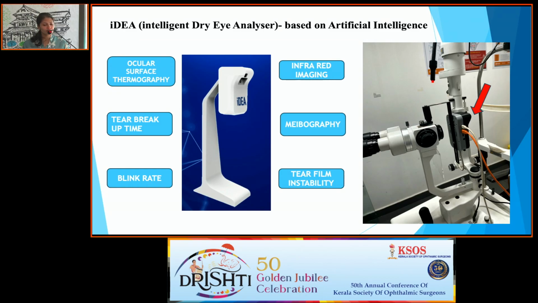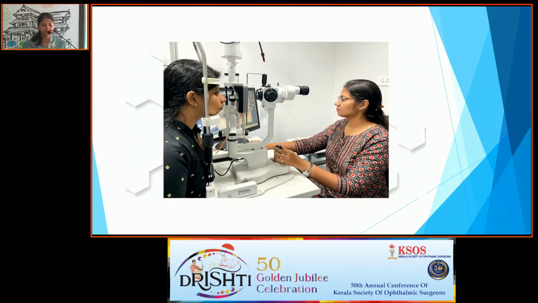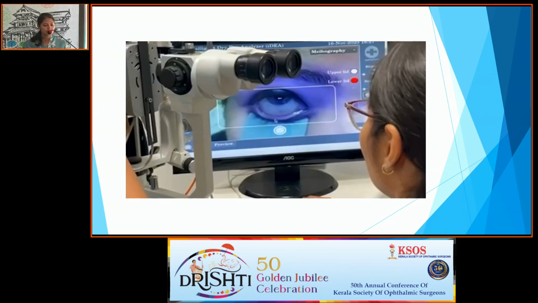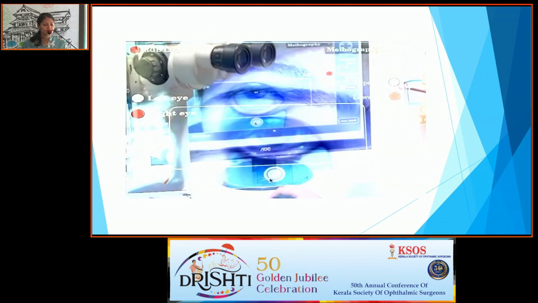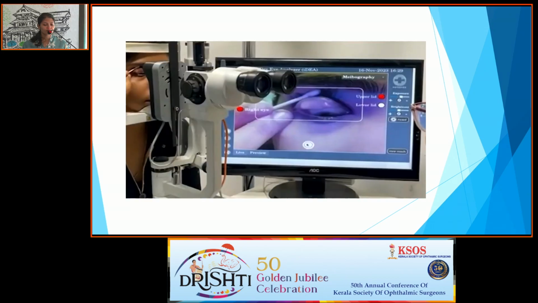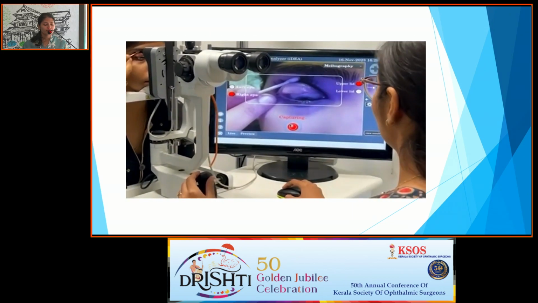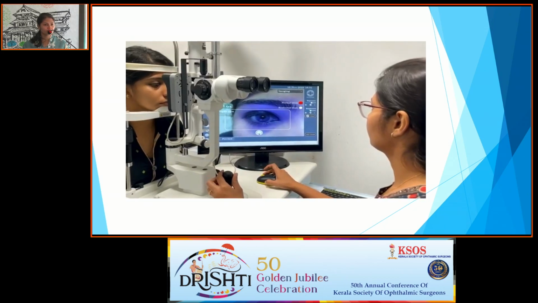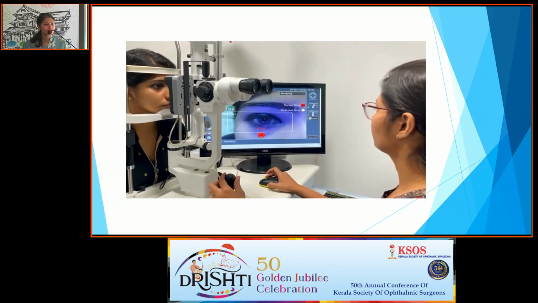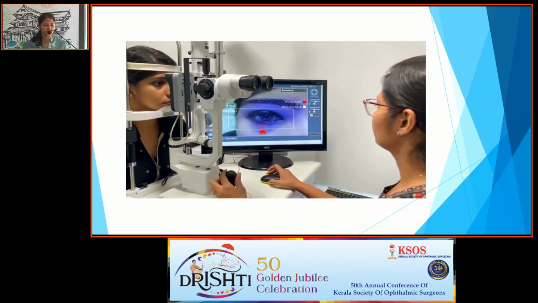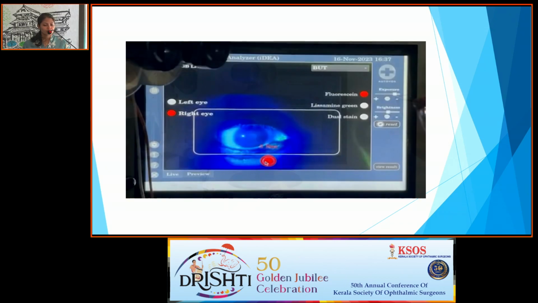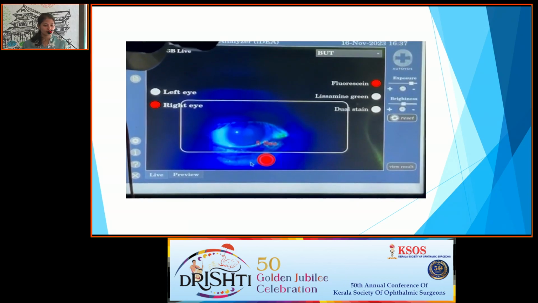It does infrared imaging, tear breakup time, meibography, blink rate, and finally it gives us the tear film instability. Here the patient is made to sit at the slit lamp. You can select the mode, and initially meibography is done of the lower lid and the upper lid. Then the patient is asked to blink normally for 30 seconds, and in the restricted blink mode, the ocular surface thermography is measured. Also, the tear film breakup time can be assessed.